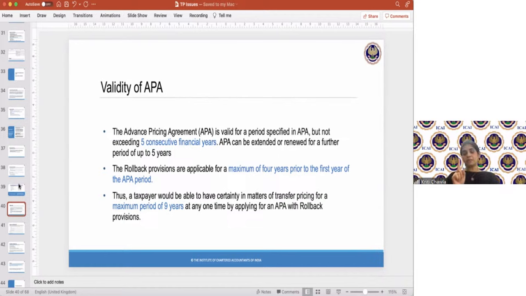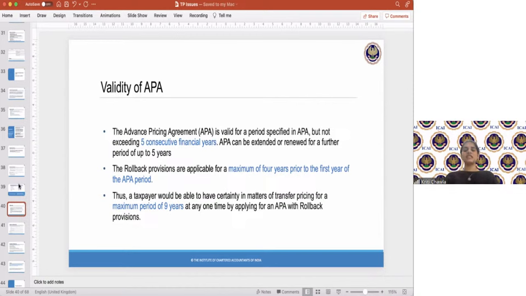So if you make an APA application, it's going to be for a period of maximum 5 years, and then you can renew the APA for the next period of 5 years. So that basically means that if I am undertaking a transaction in 2023, I can take an APA for 2023, 24, 25, 26, 27. So going forward 5 years, I can take it.